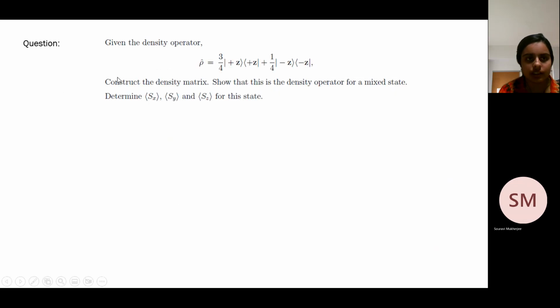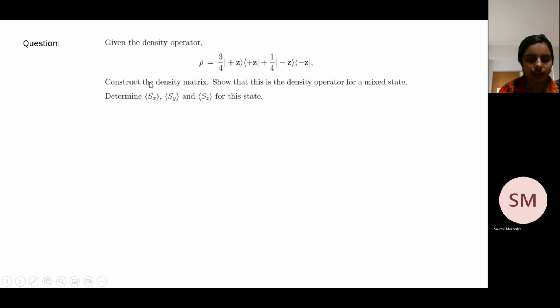So the first question, this is the given density operator. Okay, so this is given as rho. Now we need to construct the density matrix. So how do we do that? If you remember, you can write a density matrix in terms of different basis vectors. So consider that here plus z and minus z are the basis vectors. Here we can see that it's written as the outer product of plus z vectors and then minus z vectors.